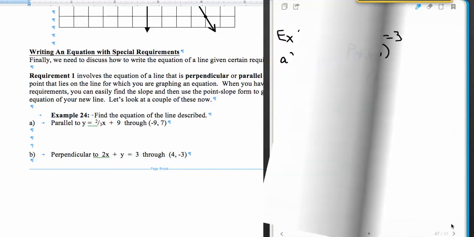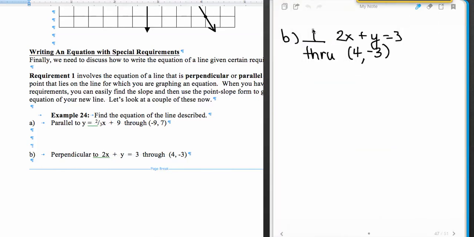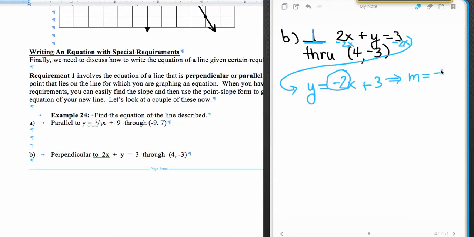All right, moving on to the second one. We are told that we want a line perpendicular, and if you haven't seen this before, I do an upside down T to show perpendicular, to 2x plus y equals 3. So we're going to have to use our skills here to put this in slope-intercept form. So we're going to be moving this 2x over to the other side by adding its opposite. So we're going to have y is equal to negative 2x plus 3. And so that's going to tell us that our slope needs to be the negative reciprocal of what we see here. So that's going to be a positive, and the reciprocal of 2 is equal to 1/2.